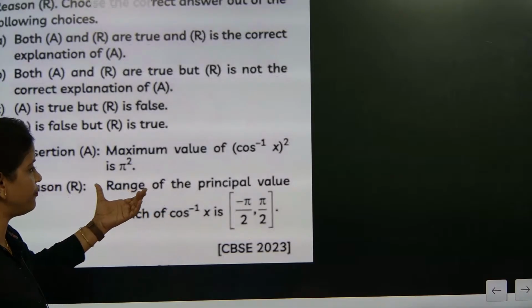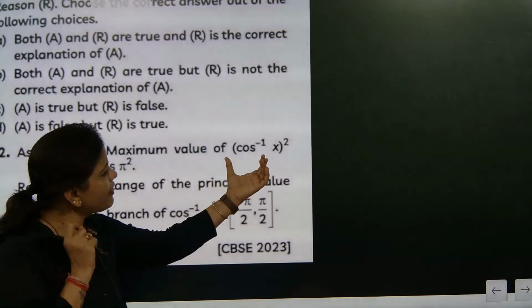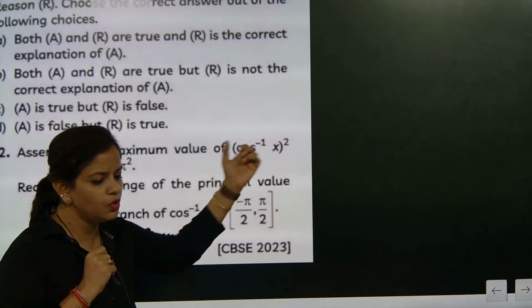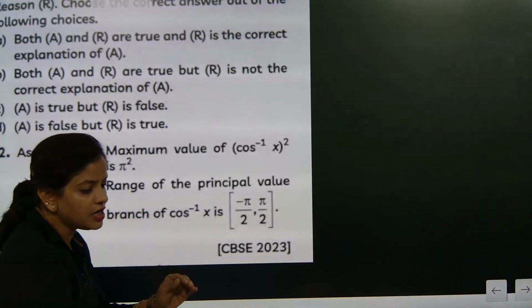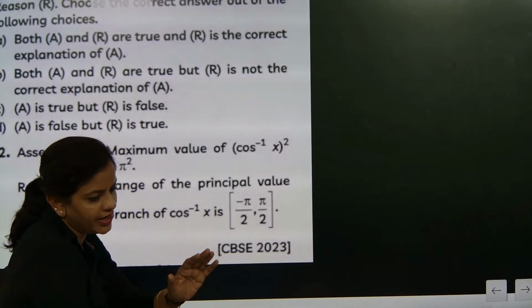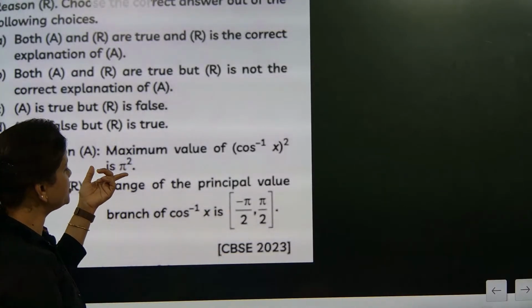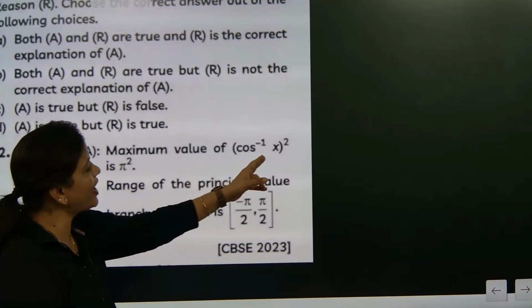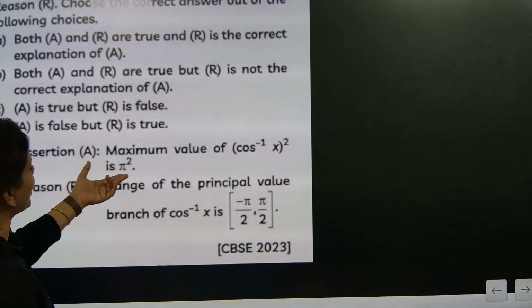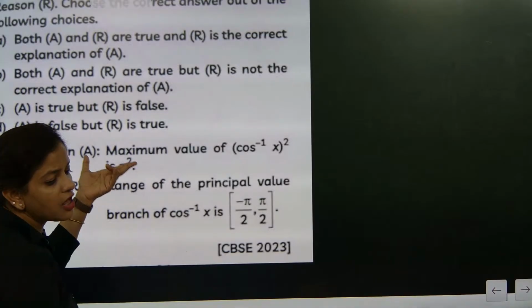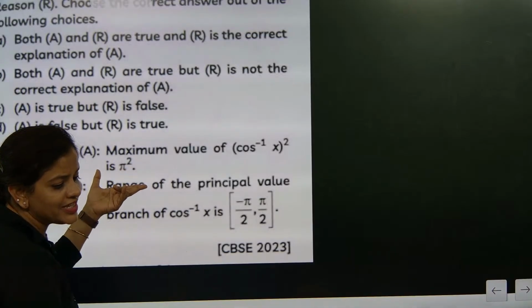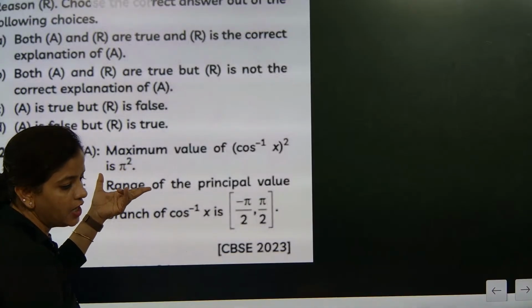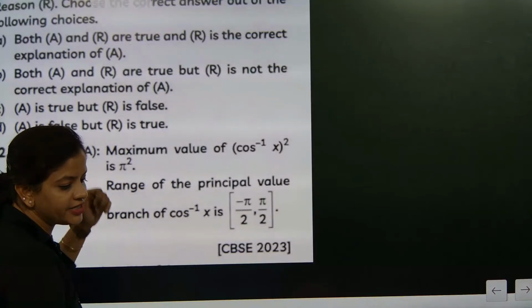First part, check very carefully. Maximum value of sine inverse x whole square. If we are writing the limits 0 to pi, then definitely the range is 0 to pi, so here it will become pi square. This maximum value of pi square is absolutely correct, because the range of cos inverse x lies between 0 to pi. So maximum pi square is a correct statement.